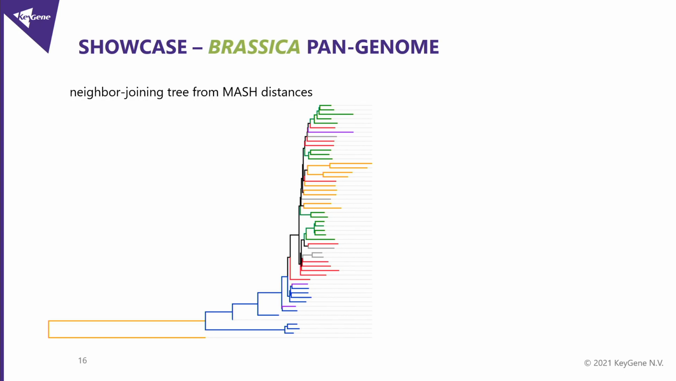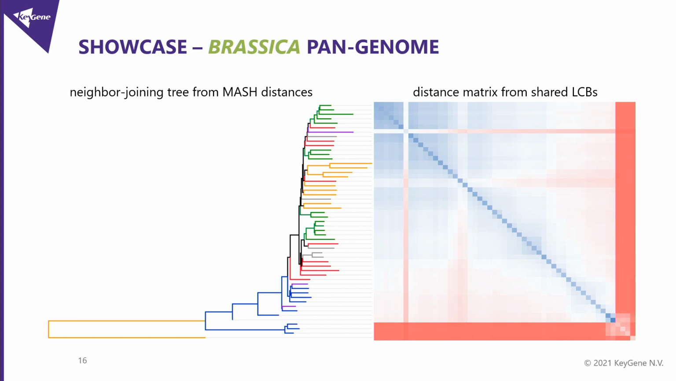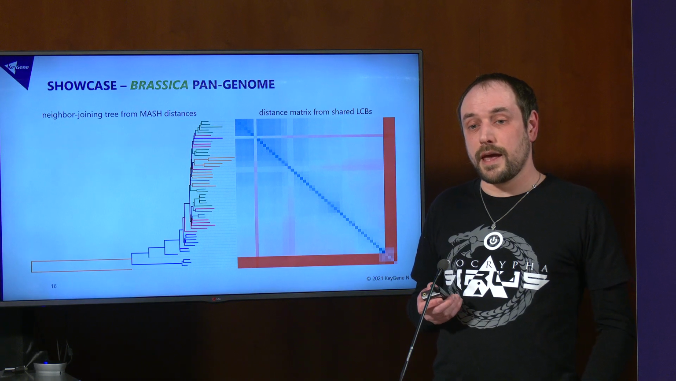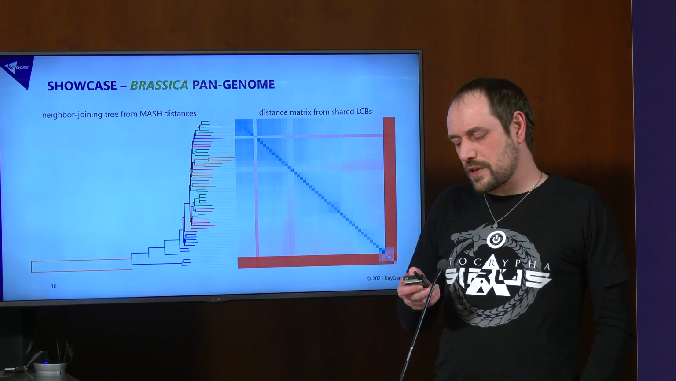Now, if we compare this to how the pangenome represents these genomes, you can see that the genomes that cluster quite closely together in this tree also have a large set of shared LCBs. And in this case, shared LCBs means that the same region of those genomes is aligned to each other. You see nice dark blue blocks forming around the diagonal, where closely related accessions based on the neighbor joining tree are also much more similar in the pangenome. And then at the bottom, you see a few outliers that are completely red.